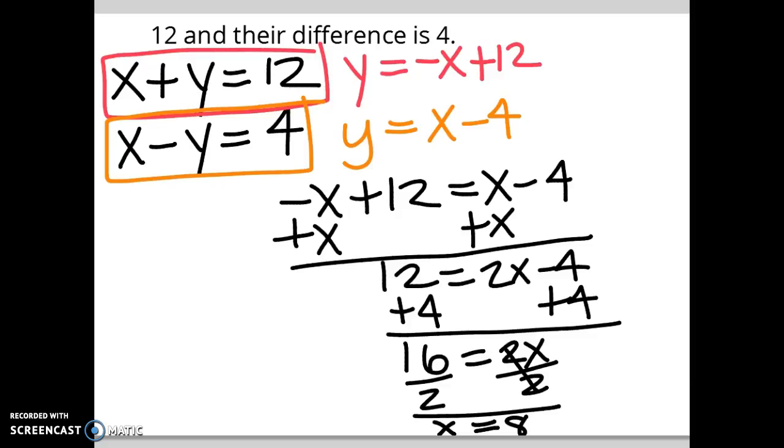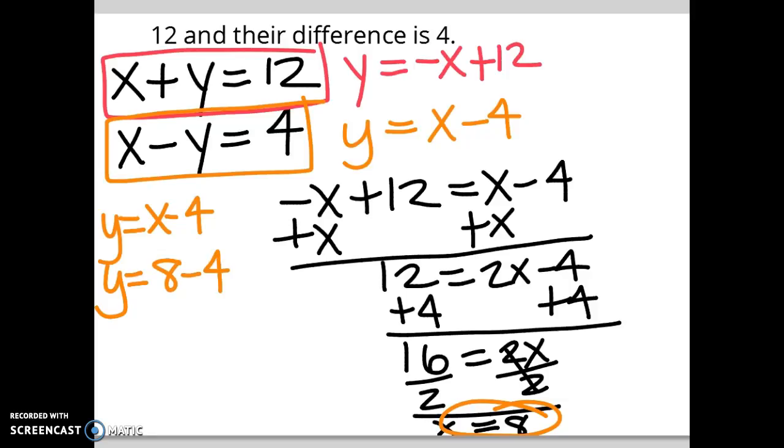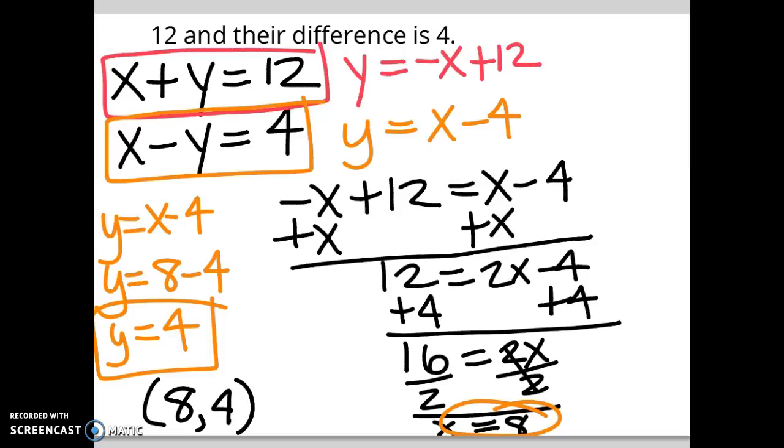So going back to our orange equation of y equals x minus 4, I'm going to substitute in 8. And what is 8 minus 4? You guessed it, it's 4. So what is our answer? The answer is 8, 4.